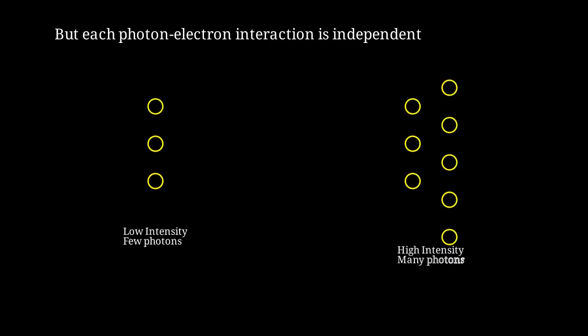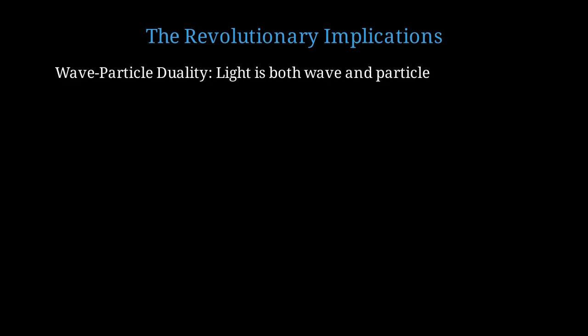Here's a visualization. Low intensity, few photons. High intensity, many photons. But each photon has the same energy h nu, determined only by frequency. The photoelectric effect had revolutionary implications for physics. It provided the first direct evidence that light has particle properties. This introduced wave-particle duality. Light exhibits both wave properties, like interference and diffraction, and particle properties, like the discrete energy packets we see in the photoelectric effect. The photoelectric effect was crucial in the birth of quantum mechanics. Einstein received the Nobel Prize in 1921 specifically for his explanation of the photoelectric effect, not for relativity.